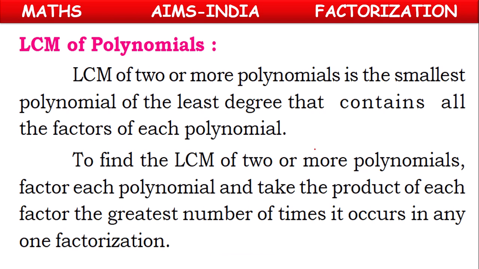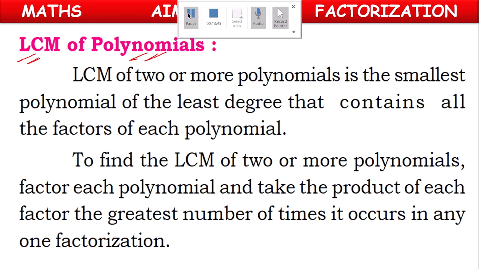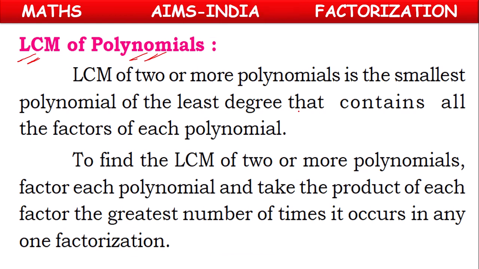Next, children, we have LCM, the LCM of polynomials. The LCM of two or more polynomials is the smallest polynomial of the least degree that contains all the factors of each polynomial. So we have to write one smallest polynomial which contains all the factors of each polynomial. That combination is called LCM. You can understand better by a problem, children.